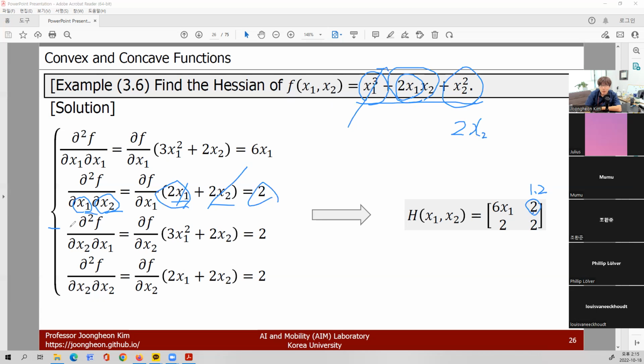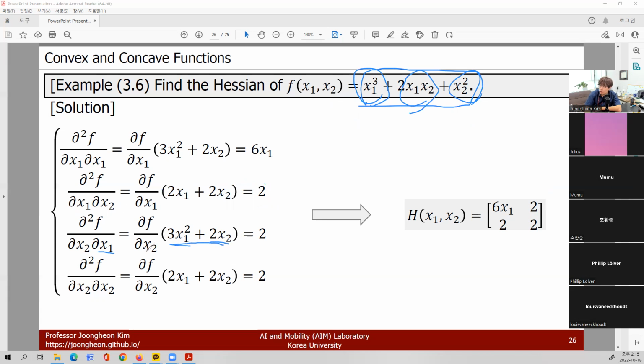So now for the next, you have partial derivation with 1 first. That's why this becomes 3x sub 1 squared. This one becomes 2x sub 2, and this one will be considered as a constant, so it will disappear. Now you are doing the partial derivation with x sub 2. That's why you only have 2, and this one becomes 2 because its position is 2,1.